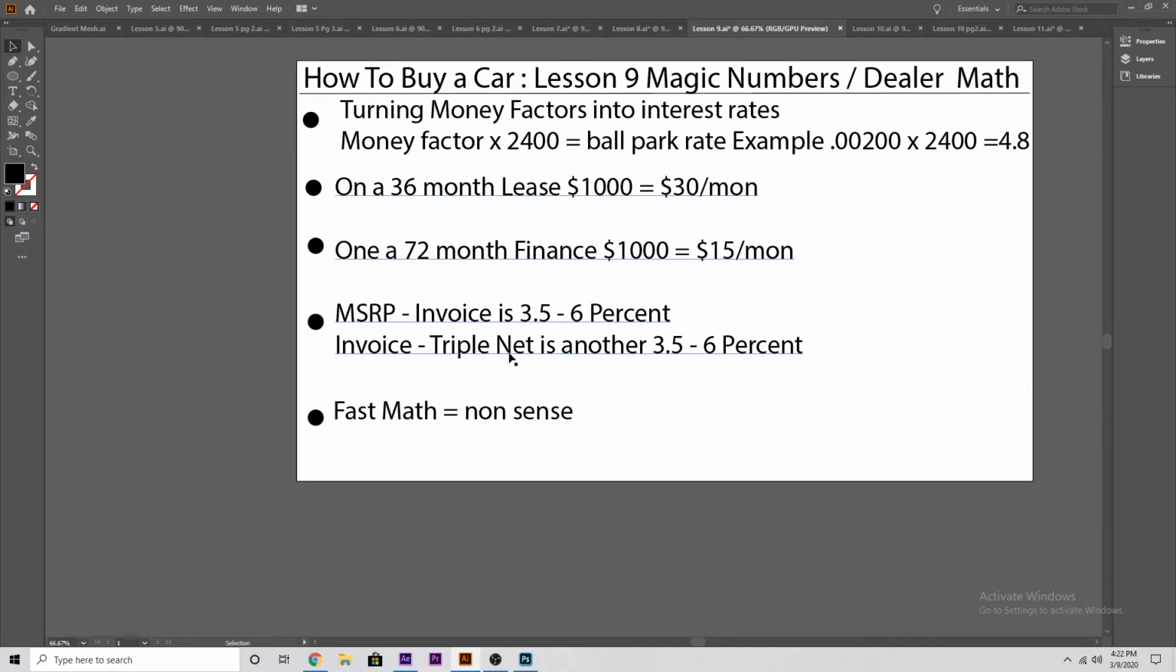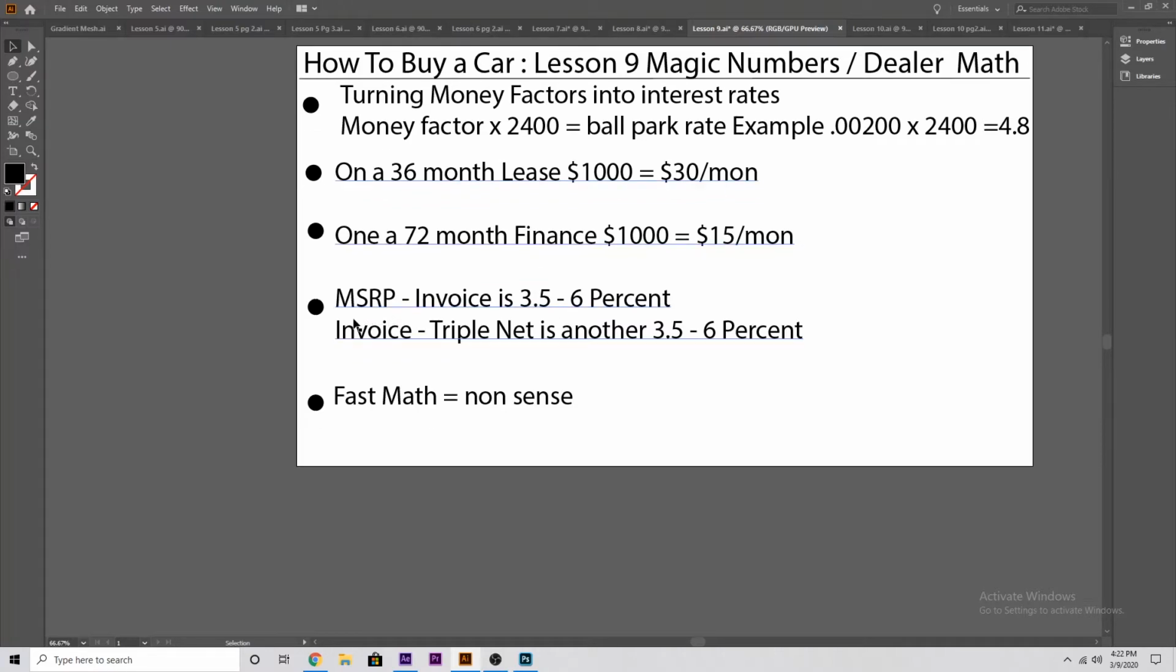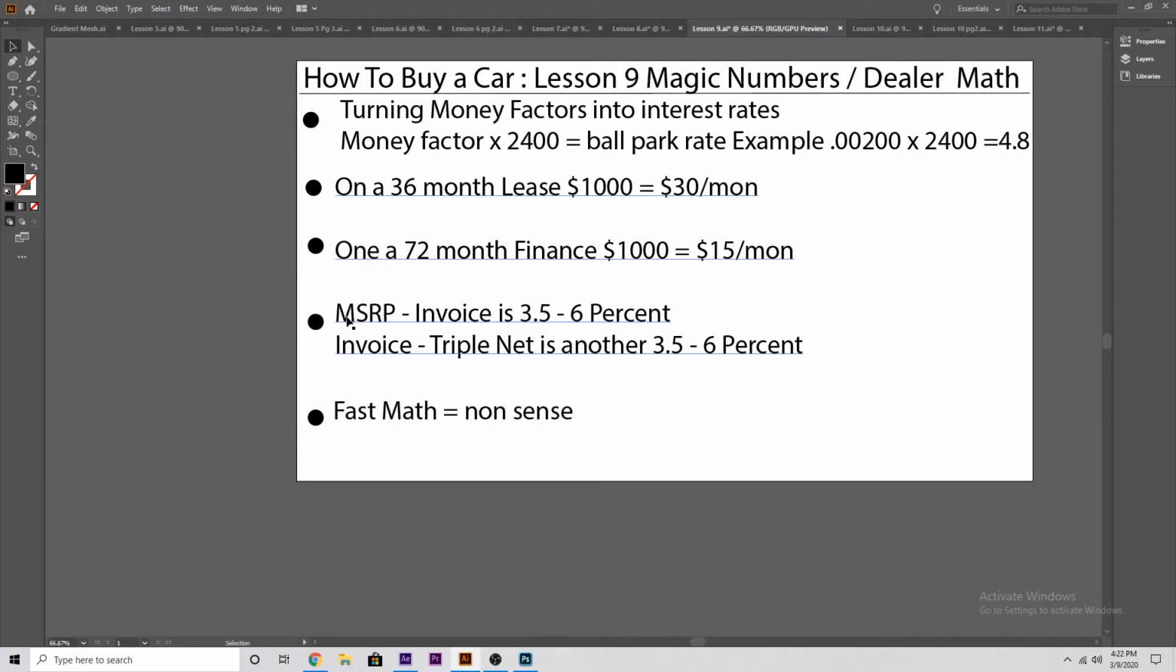All right. The MSRP to invoice equals 3.5% to 6%. Guys, if you watched Car Terms, you know that invoice is the true price of what a dealership hopes to sell a car at or above. And this is not a number that we are ever going to try to pay. We're going to try to pay below invoice, right? So from the sticker price, or the manufacturer's suggested retail price, to invoice is 3.5 to 6%.